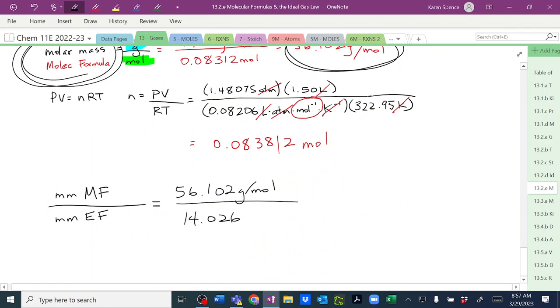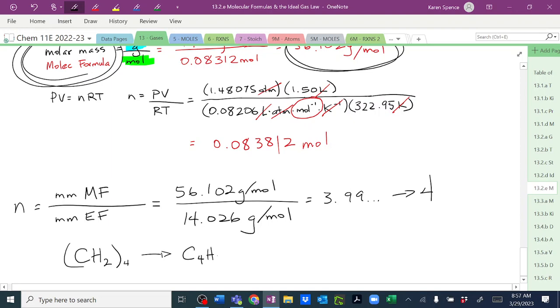And we hope that I have not made a mistake somewhere, because if I don't end up with a whole number, I will cry, because that will mean I have made a mistake. Divide by 14.026 equals 3.9998. That looks good. So exciting. 3.99 is very close to 4. Hurrah. Okay, and so that's our multiplier. So now we have CH2, and we're going to put a 4 there, and then that is now going to become C4H8 is the molecular formula.